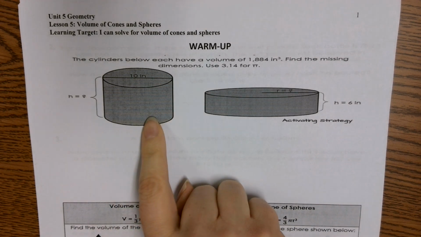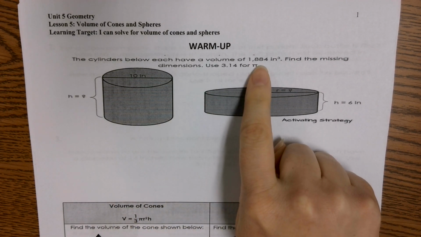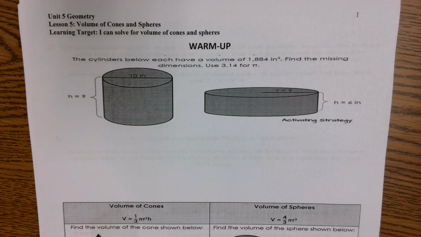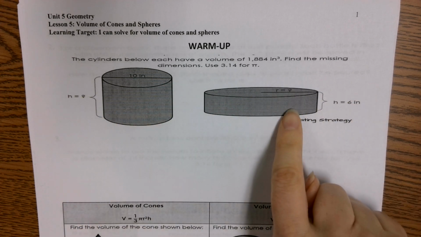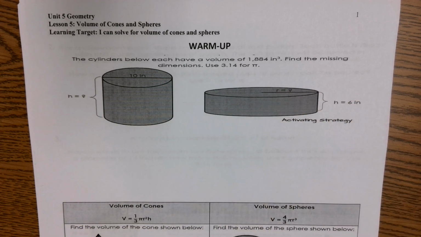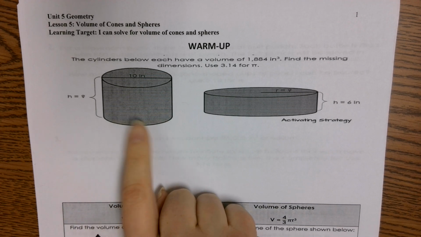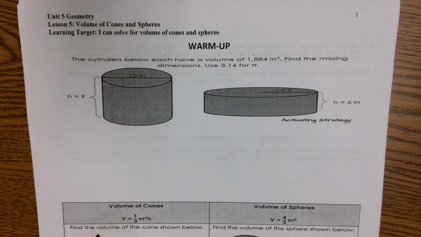Taking a look at each of the cylinders, each of the cylinders has a volume of 1,884 inches cubed. We want to find the missing dimensions. So for the first cylinder, the height is missing. For the second cylinder, the radius is missing. So for the first cylinder, what is the measurement for the height going to be? Eker? 24. And then for the second cylinder, what is the radius going to be equal to, Caleb?